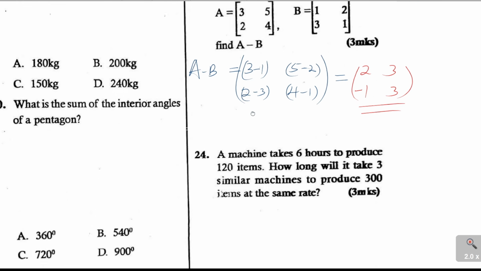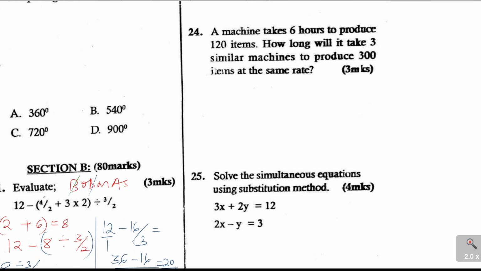We go to the next question. Question 24. A machine takes 6 hours to produce 120 items. How long will it take 3 similar machines to produce 300 items at the same rate? So there are 2 ways of solving this question. The first method is whereby you use the ratios.